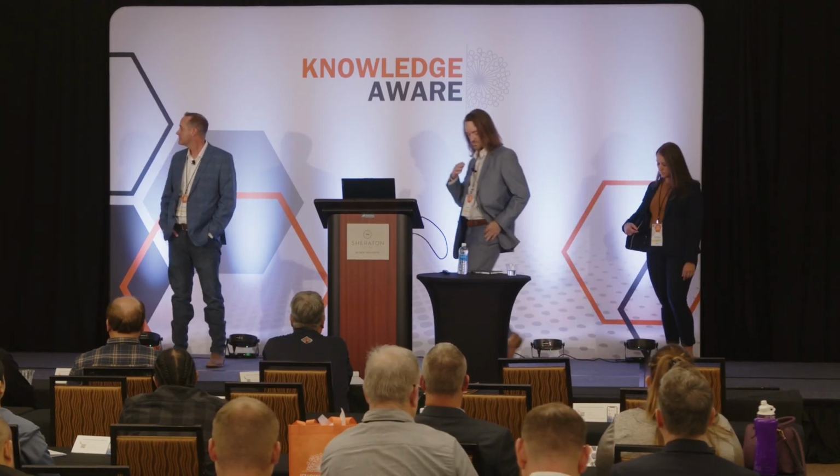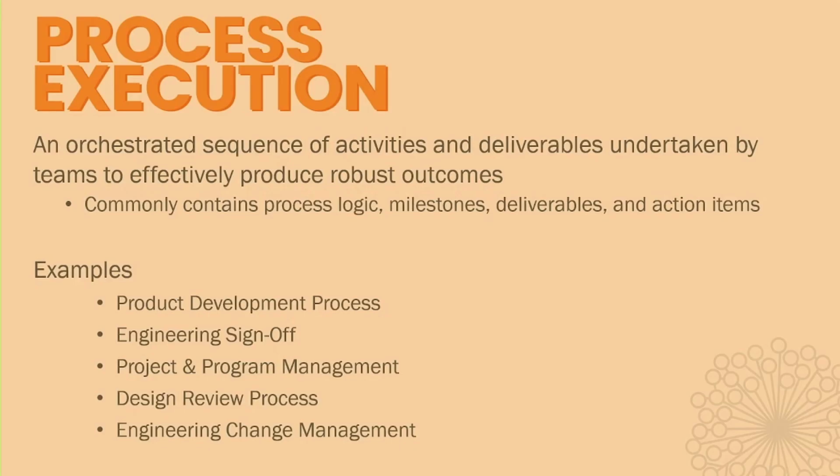All right, so everyone can, okay, there it goes. So our fifth use case that we're going to go over today is process execution. So we'll talk a little bit about the definition of it. It's going to be an orchestrated sequence of events or activities that are going to be designed to produce a robust outcome. So some examples of how we might do that and the components that are involved within it.